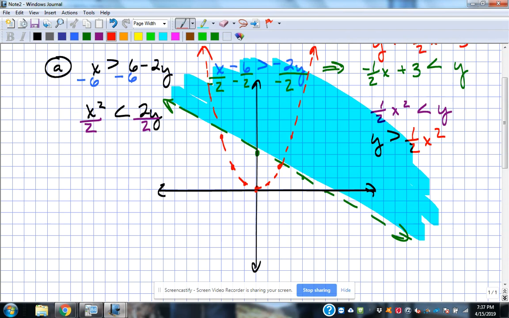So I'm going to pick 0, 1 and plug that in for x and y. X is 0. 0 squared times 1/2 will be 0. Y was 1 because I'm testing 0, 1. Is 1 greater than 0? Yes, always. So I'm going to shade the inside of that. If it had been false, I'd shade the outside of the parabola. I'm going to shade the inside of that parabola.